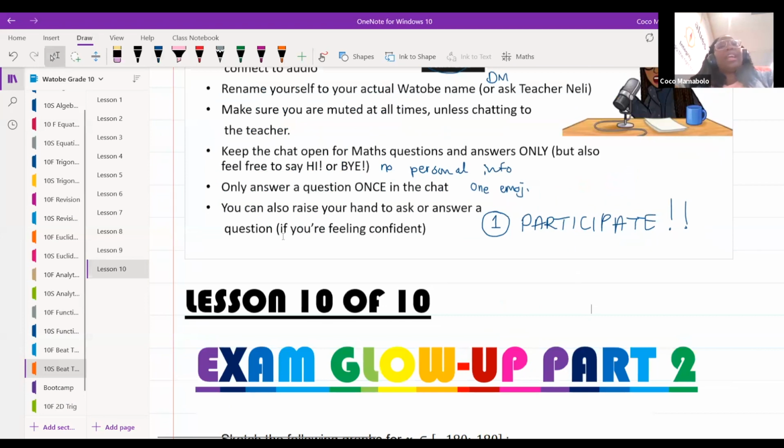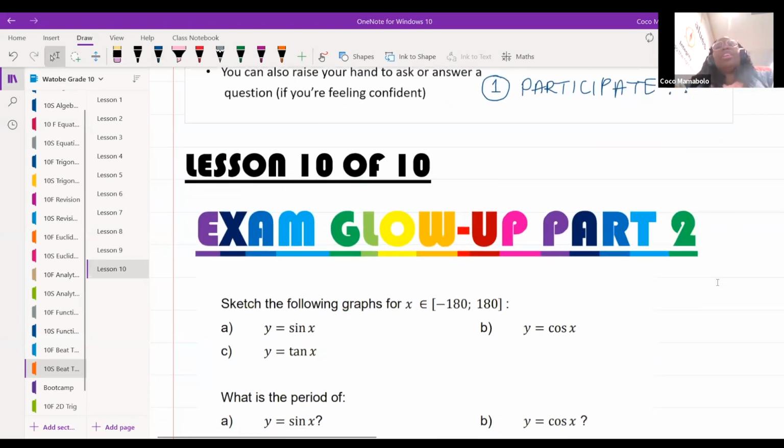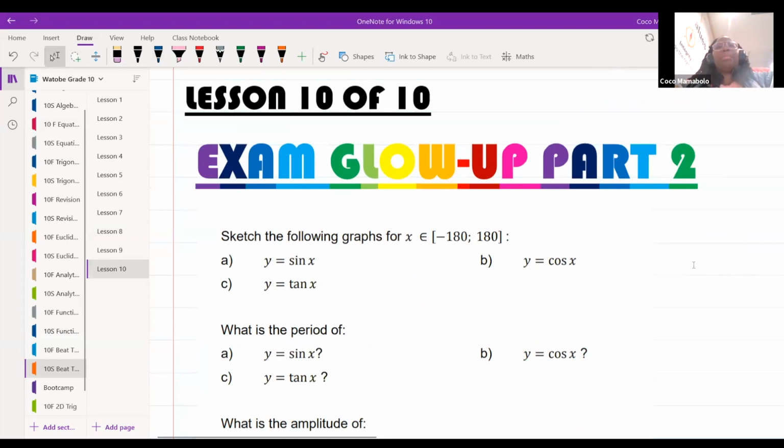So we're going to be looking at a couple of questions on trig graphs, which are a big part of paper 2. We're going to be sketching the graph of y is equal to sin x, cos x, and tan x. Who can remind me, what do we call these 3 graphs, guys? Just the normal graph of sin x, cos x, and tan x. What do we call them? Anybody remember?